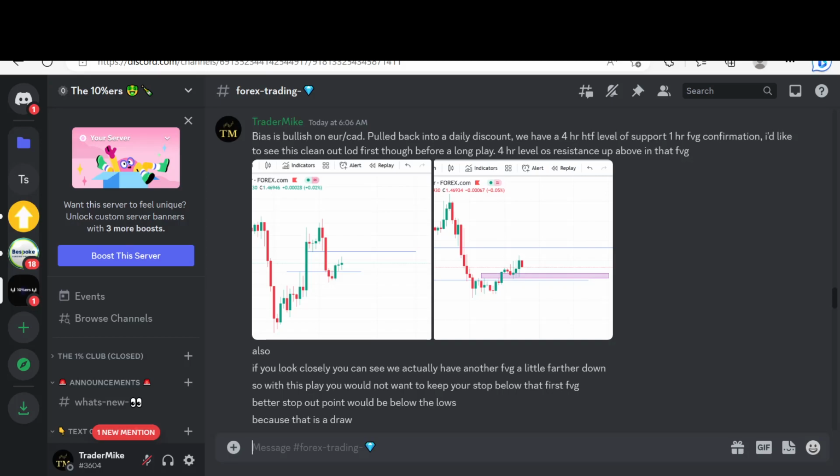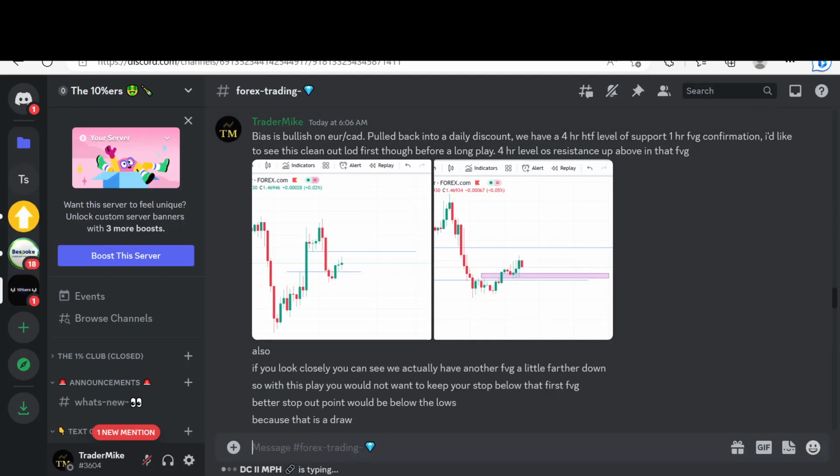So EuroCAD, here we go. Bias is bullish on EuroCAD. That's what I said. Pulled back into a daily discount. We have a 4-hour high time frame level of support, 1 hour fair value gap confirmation. I'd like to see this clean out low of day first before a long play. 4-hour level of resistance up above in that fair value gap.